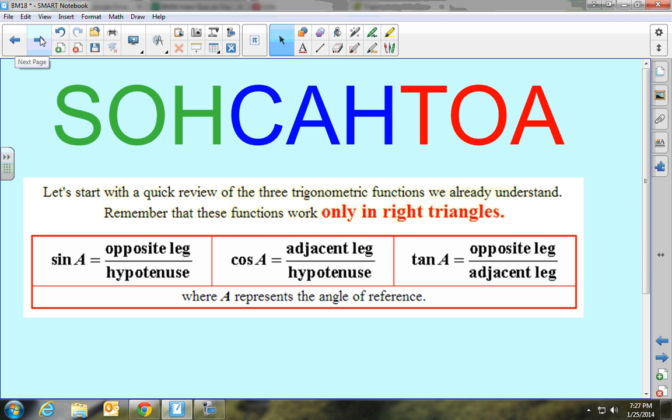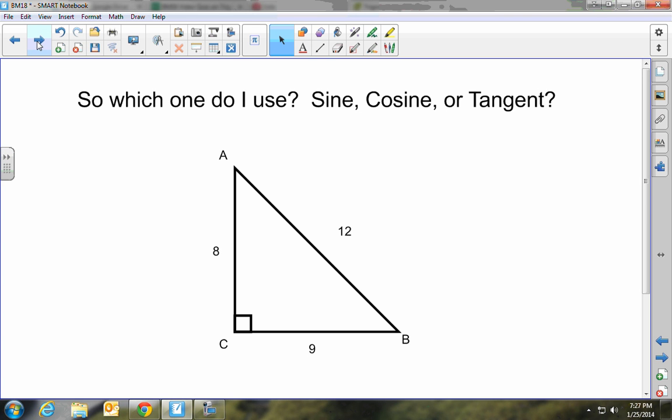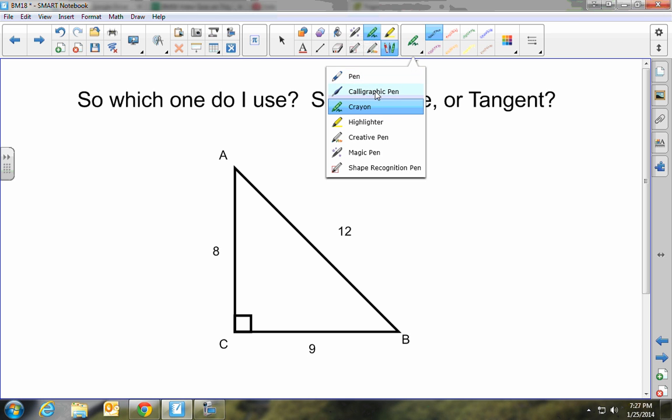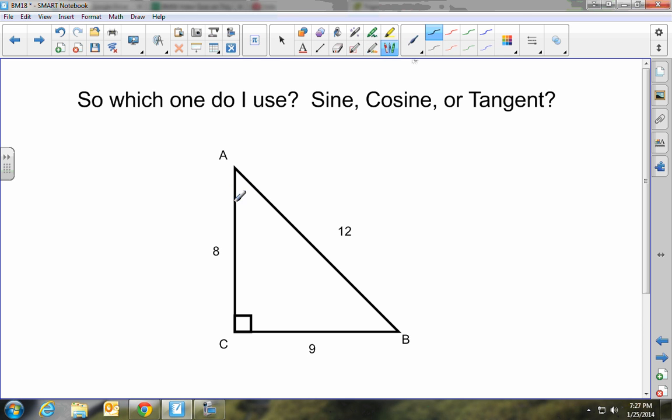So now that we understand how to label the sides, adjacent, opposite, and hypotenuse, and we understand that the ratios, sine, cosine, and tangent, are these right here, let's move forward and figure out which one do I use? So what I've done is created an example triangle here. It's a right triangle. It looks isosceles, but we don't know for sure because in geometry, looks can be deceiving. Let's say that we want to figure out what this angle A is. We don't know what this angle is, but we can find it out.